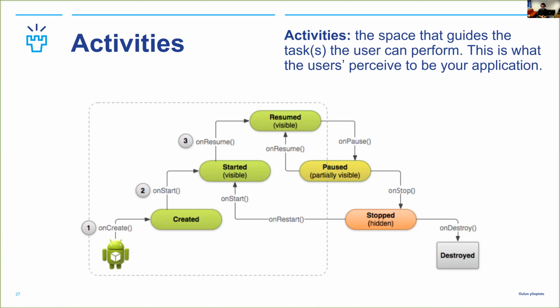So let's talk about activities. Activities, like I said, is the space that guides the task that the user can perform. And this is what the users perceive as your application. If you think about an activity, it has different states. When you first launch your application, it will call a method called onCreate. And this is where your application is initialized.